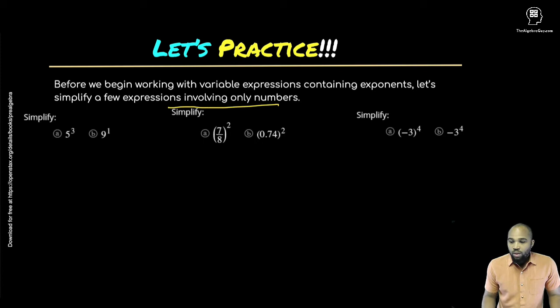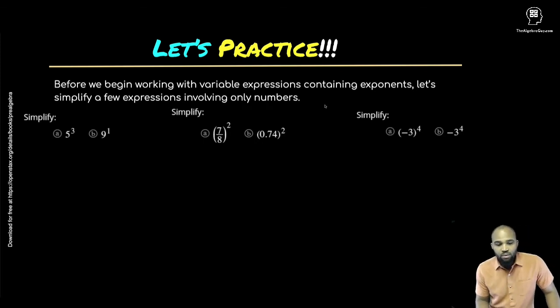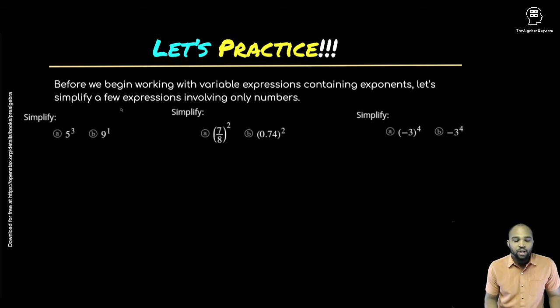All right, so what about this one? Before we begin working with variable expressions, let's simplify a few expressions involving only numbers, and then we're going to get to the ones with variables. First, let's look at this one. 5 to the 3rd, remember that's just 5 times 5 times 5, and you can leave it that way, but we can simplify it to 125.